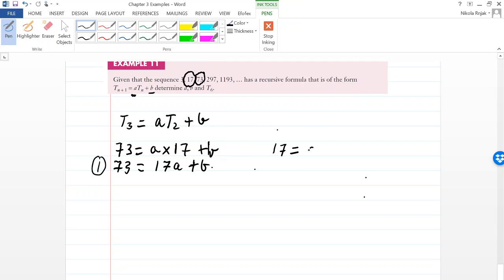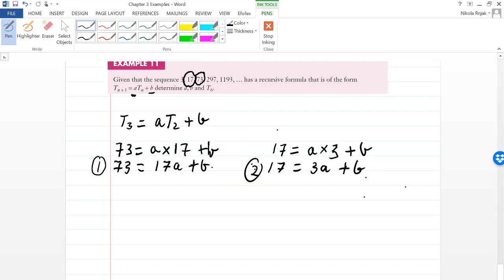a multiplied by the previous term, which would have been 3, plus some value b. Again, if we simplify here, we get 17 is equal to 3a plus b. So we've got two equations here. Let's call this one equation 2. We have equation 1 and equation 2, and we need to solve them.